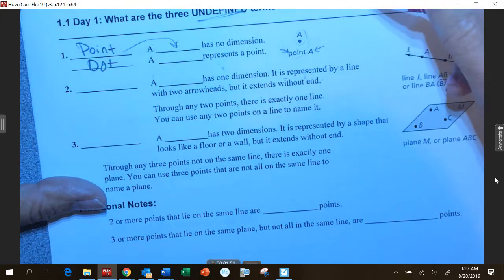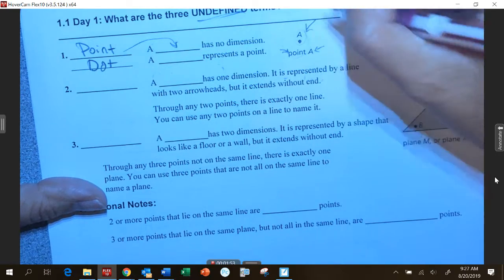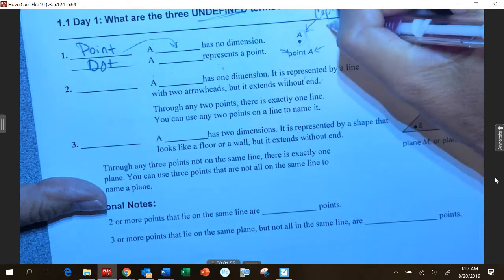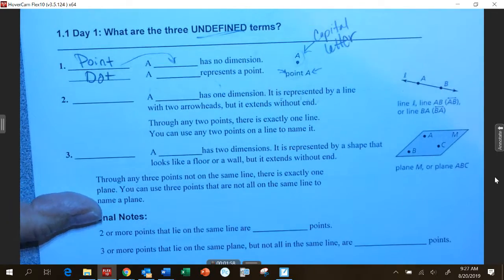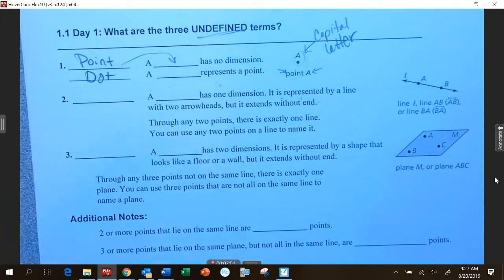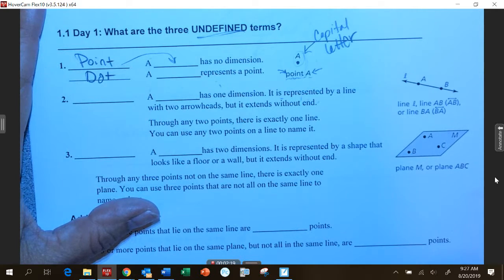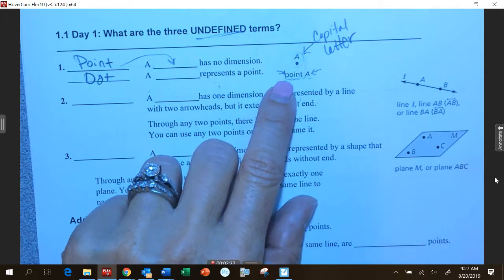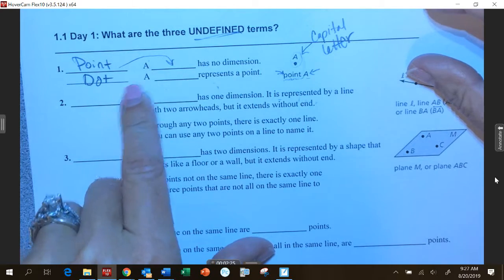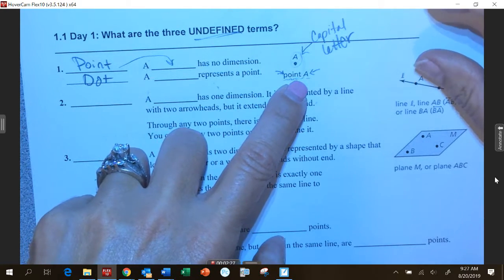We name points with capital letters. If it's not a capital letter, it's not the name of a point. Points are always capital letters. If you see it lowercase, we're not talking about a point. And if I'm talking about a particular point, you write it by writing the word point and putting the letter after it. So here I'm showing you a picture, describing it with a definition, and showing how to write it.